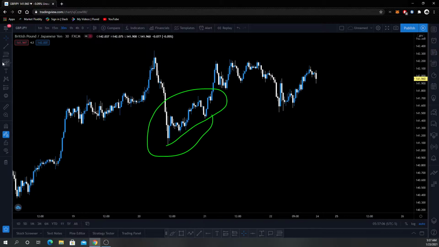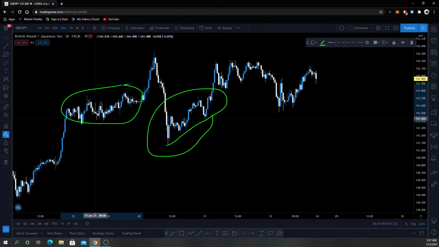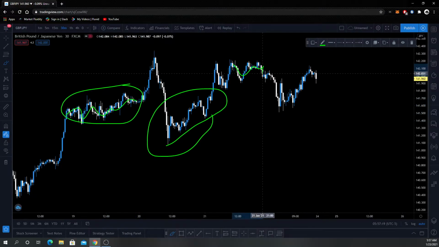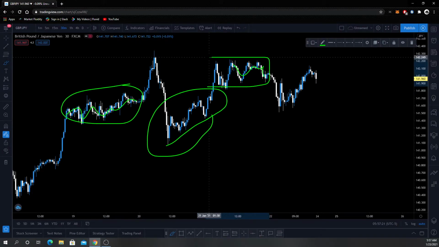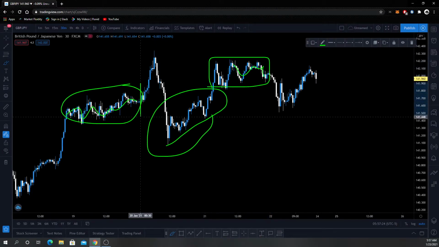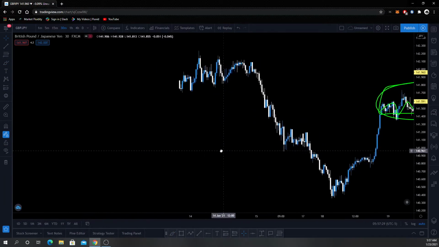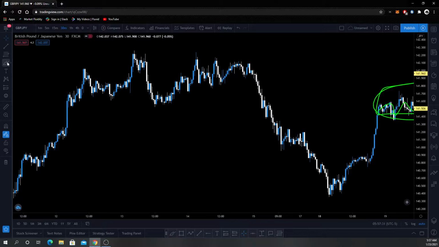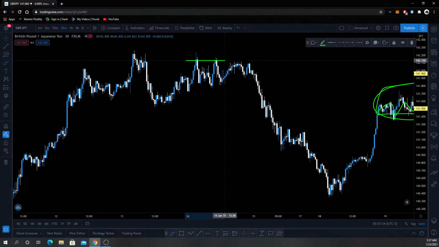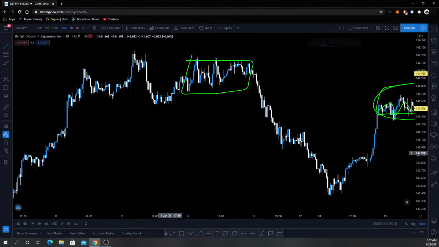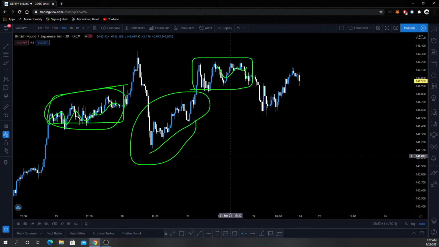Now a consolidation will look something like this, where the price is just going sideways. Then you have another one here. Price is just going sideways within this block. You can see a block here again. If we move back, you would see another one right here. So these are the two phases, and then the last phase, which is a downtrend.